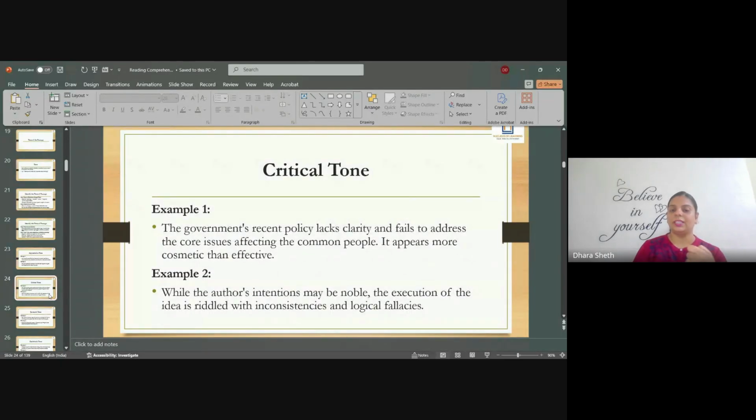Critical tone. The government's recent policy lacks clarity and fails to address the core issues affecting the common people. It appears more cosmetic than effective. Another example, while the author's intentions may be noble, the execution of the idea is riddled with inconsistencies and logical fallacies. Fallacies is what you call it. So here the author is criticizing what has happened.